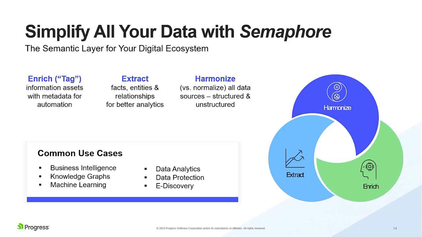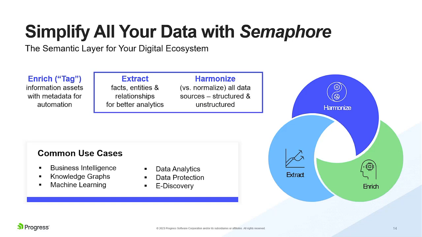Well, that's great when I have two data repositories and five applications I'm supporting. What happens when I have 100 data repositories and 1,000 applications I'm trying to support? That doesn't scale very well. So our position is, don't normalize your data, harmonize it. Leave it in its system of record and allow Semaphore to provide a translation layer between the underlying data and the applications that want to use that data.